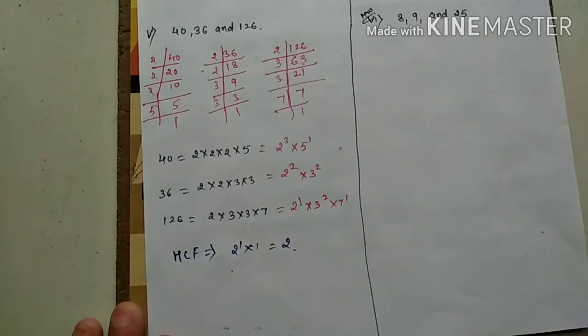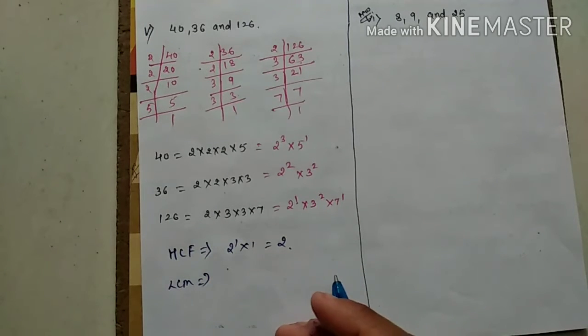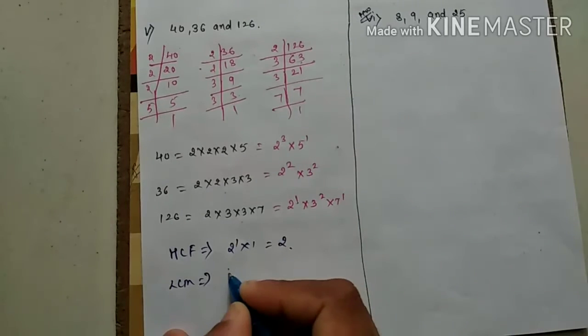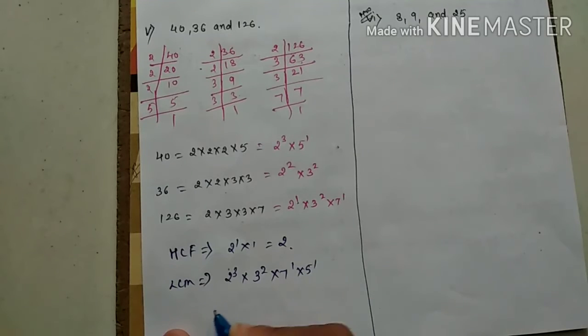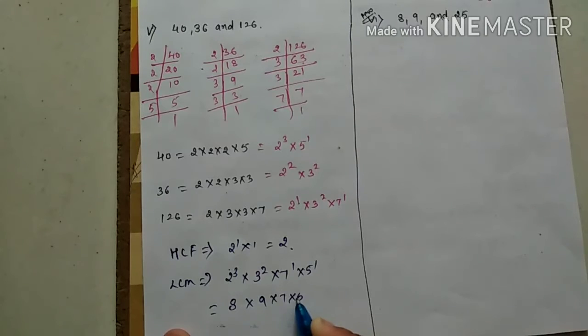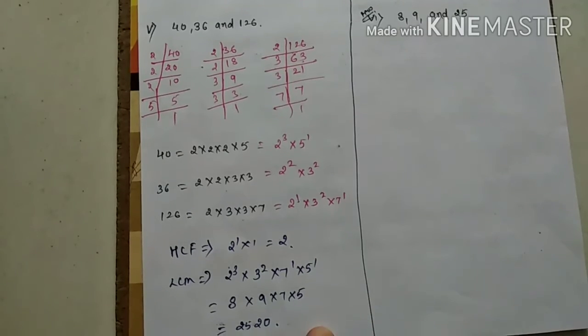Now come to the next, LCM. For LCM you have to take all the numbers with the highest power. So 2 to the power 3 you have to take, then 3 to the power 2, then 7 to the power 1, then 5 to the power 1. 2 cube is 8, 3 square is 9, 7 into 5. Multiply. 8 into 9, how much? 72. 72 into 7, how much? 504. 504 into 5, how much? 2520. 2520. This is your required answer.